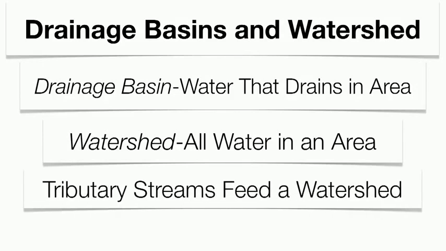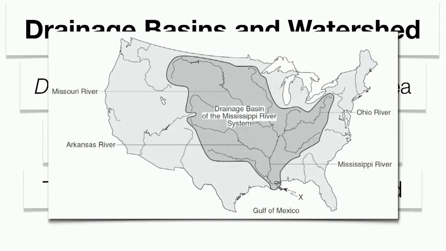And many times you'll get what are called tributary streams. They feed a watershed. So for instance, you might have the Mohawk River feeds into the Hudson River. The Mohawk River is a tributary of the Hudson River itself. Here's a Regents diagram of the Mississippi drainage basin, and you see the Missouri, the Arkansas, and the Ohio River all feed into the muddy Mississippi, which eventually drains into the Gulf of Mexico.